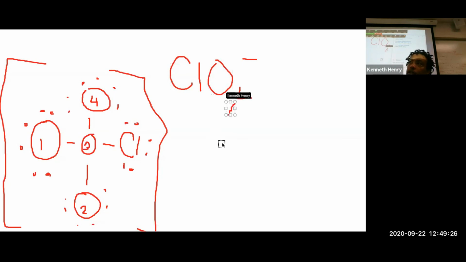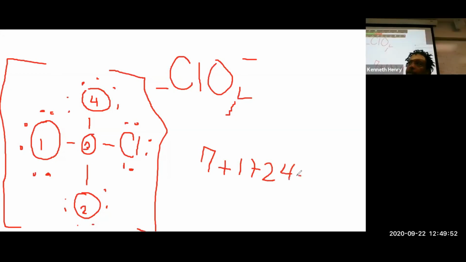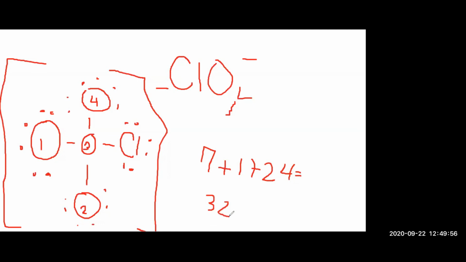Right? So let's count them all up. You have 7 from chlorine, plus the 1 that we're adding on, plus 6 times 4, 24. So then that should be what? 32. Oh, I did my math wrong.